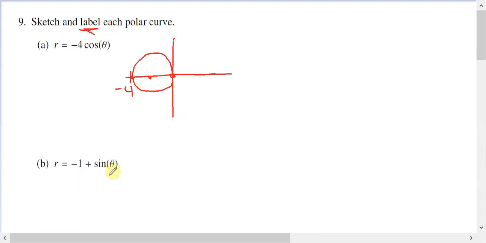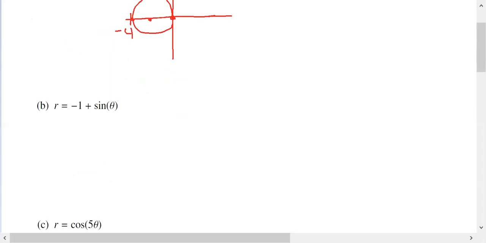Okay, this next one, just based on its form, I know this is a cardioid. And because it's got a y, it's going to somehow be situated along the y-axis. But the best way to figure this out is to plug in some values and plot them, because I already know it's a cardioid. So I'm going to plug in these nice values, which are the quadrantal angles.